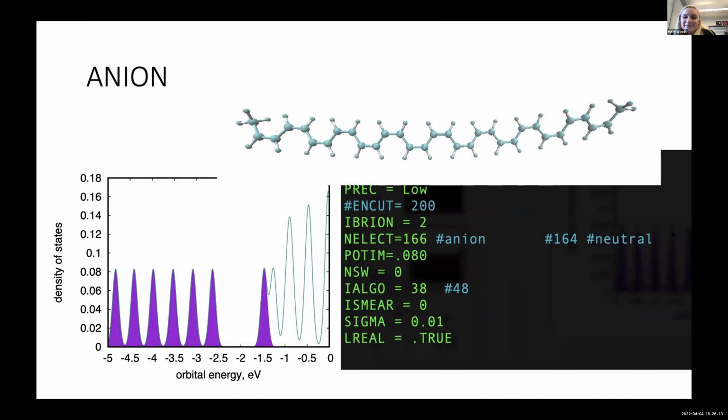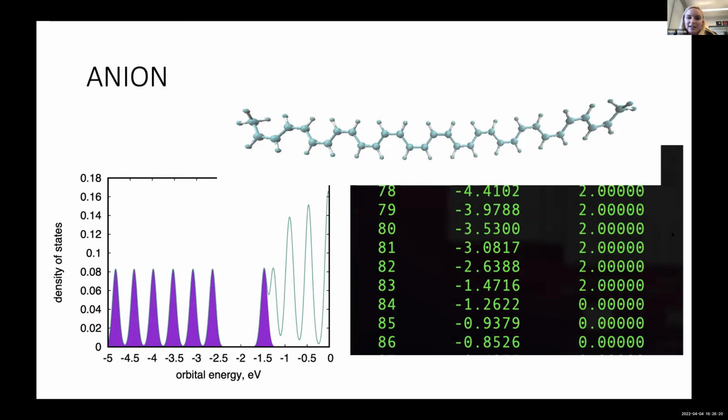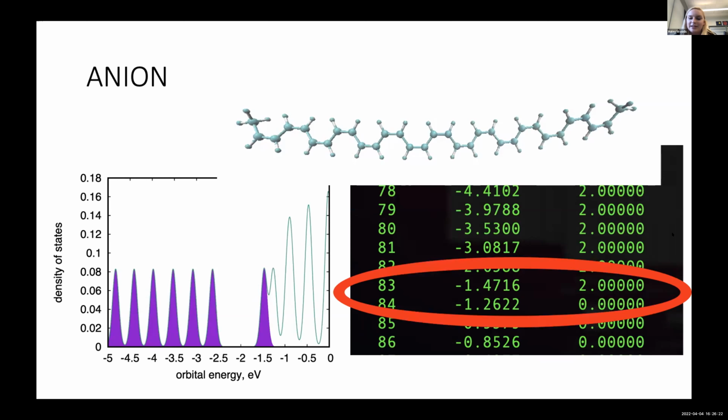And for the longest oligomer as well, here I have 166 electrons, and the same thing is apparent in the density of states here. And the lowest unoccupied state goes up to number 84 now.